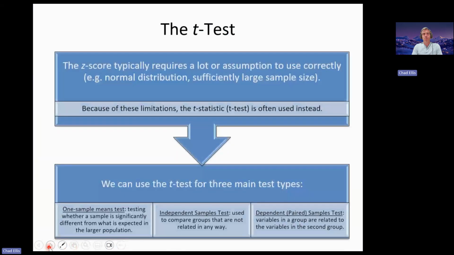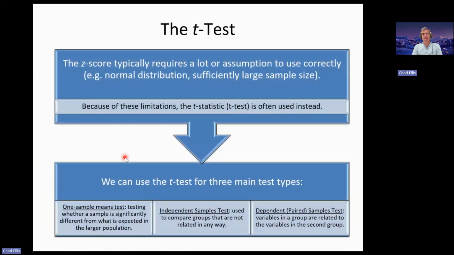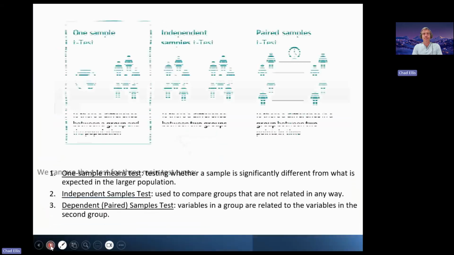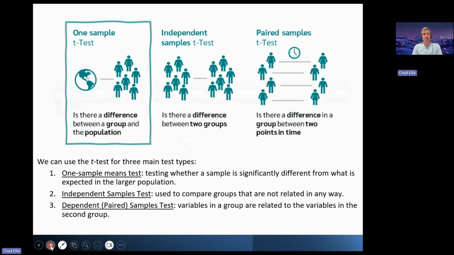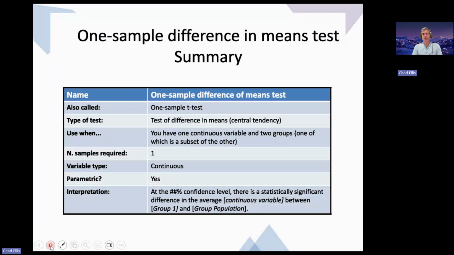So when we can't use the Z-stat, we go with the T-stat. We can use the T-stat for three types of what are known as T-tests. Like I said, we've already looked at the one sample means test. We'll do one more where we're calculating the T-stat, and then we're going to do two other T-tests. One is called the independent samples test, and one is called the dependent or paired samples test. So here are the three tests, and here is the one sample difference in means test.